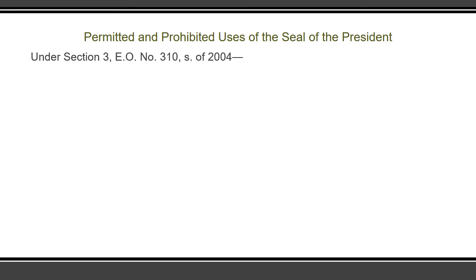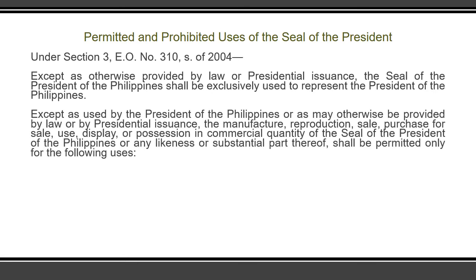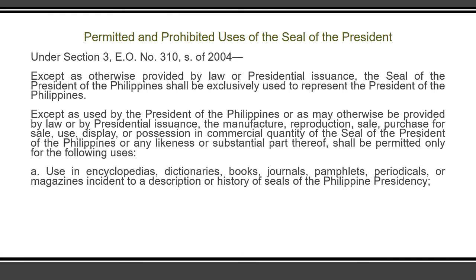Now, under this Section 3 of Executive Order Number 310, except as otherwise provided by law or presidential issuance, the seal of the President shall be exclusively used to represent the President of the Philippines. Take note of that. And except as used by the President himself or as may otherwise be provided by law or by presidential issuance, the manufacture, reproduction, sale, purchase for sale, use, display, or possession in commercial quantities of the seal of the President of the Philippines or any likeness or substantial part thereof shall be permitted only for the following uses. Letter A. Use in encyclopedias, dictionaries, books, journals, pamphlets, etc., incident to a description or history of seals of the Philippine Presidency.